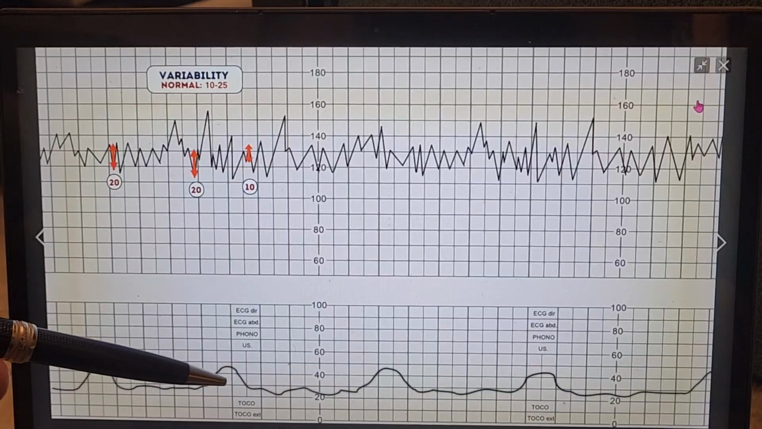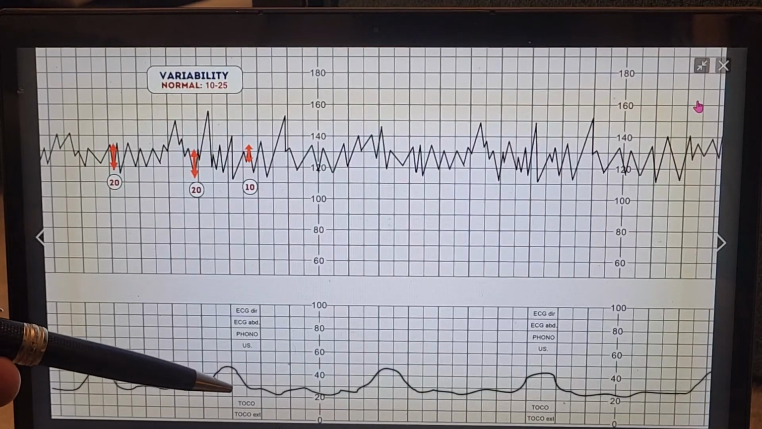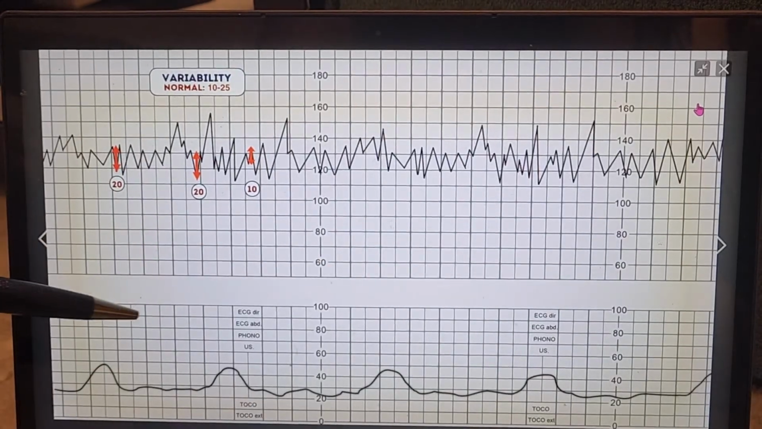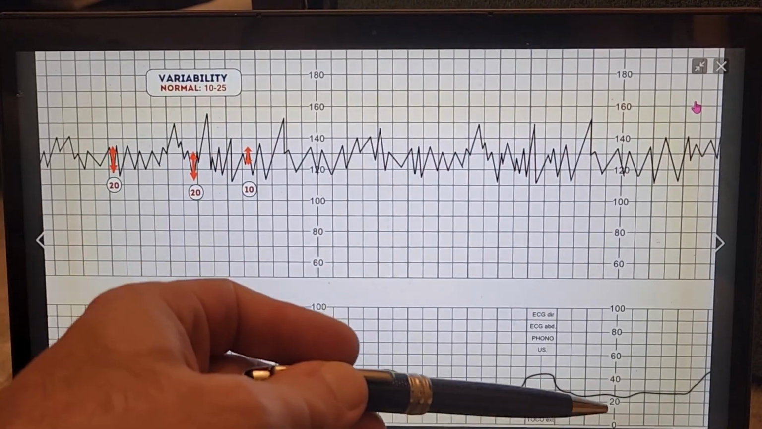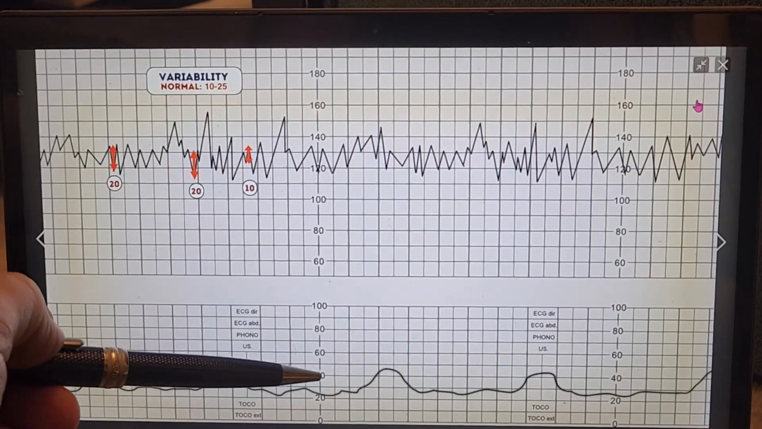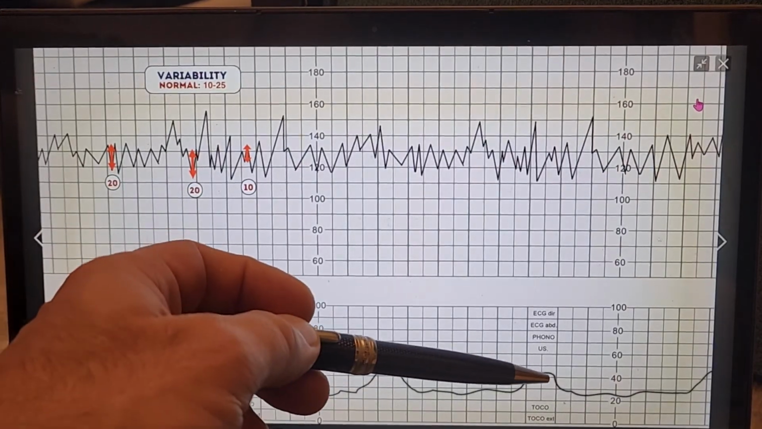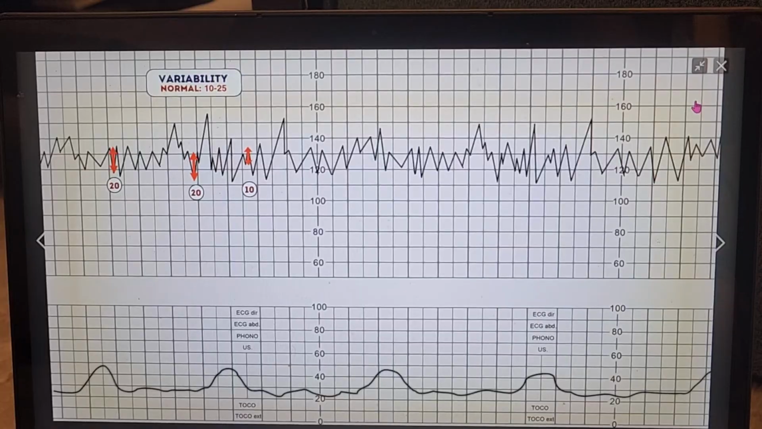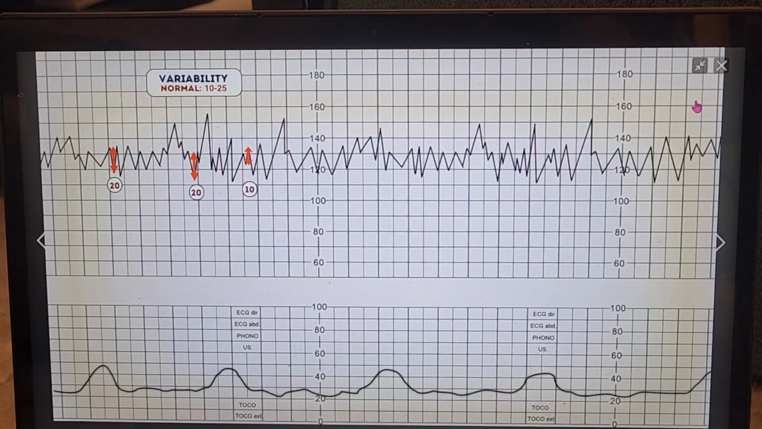You calculate here the number of millimeters as an amplitude for each contraction, and you sum it up in 10 minutes. So let's say if this is like 10 minutes between here and here, you sum up the numbers of millimeters of the contractions, and then you add it up. If it's 200, it's considered adequate, which is effective labor, which may cause cervical dilatation and progression of labor.